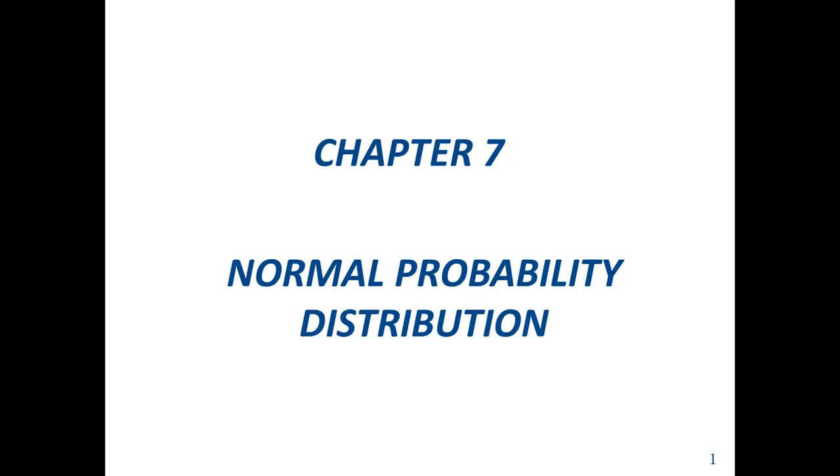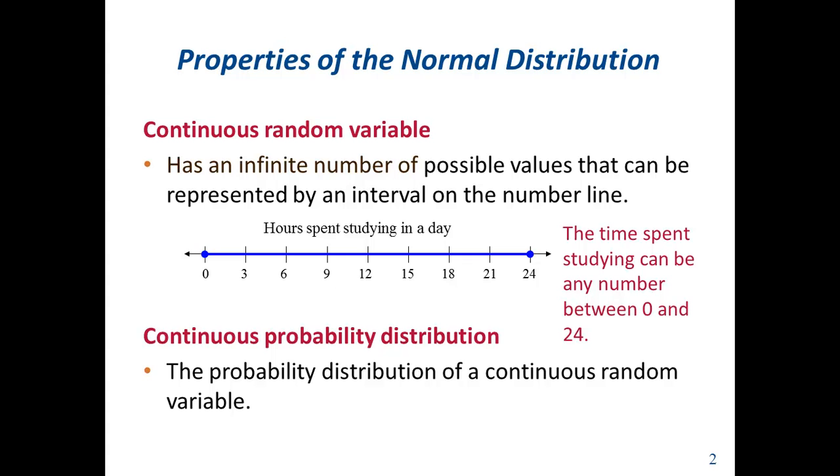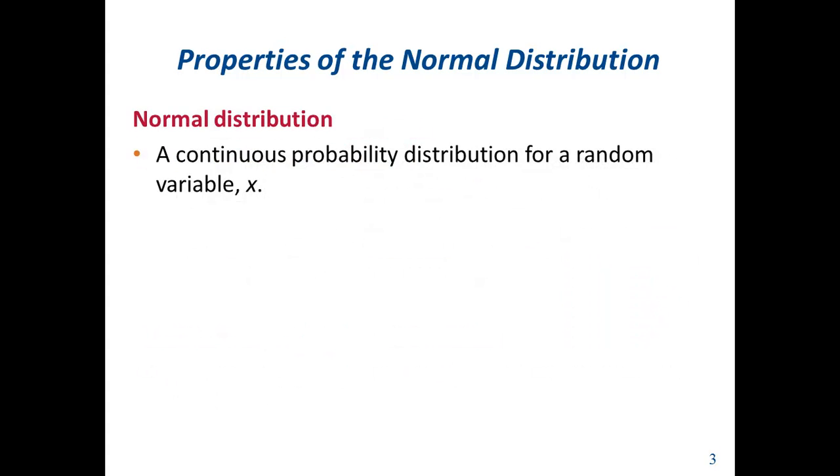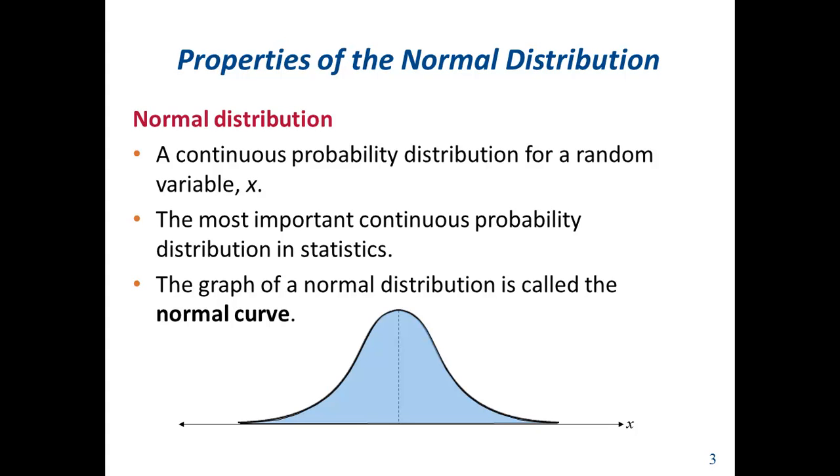We will go through the slides for chapter 7, and we will talk about the normal probability distribution. One more time, this is a continuous random variable. A continuous random variable has an infinite number of possible values. So the normal distribution is a continuous probability distribution for a random variable x. It is the most important continuous probability distribution and has the bell-shaped curve.